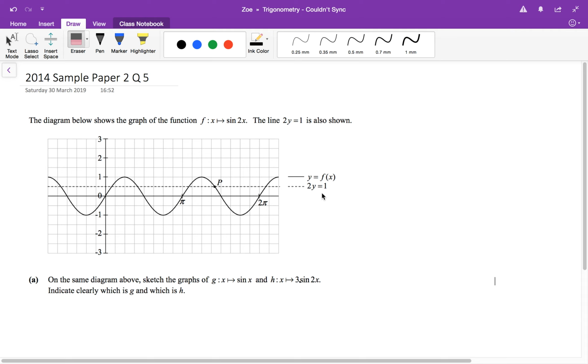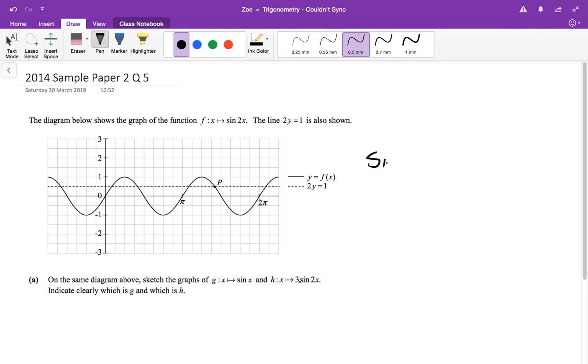So 2014 sample paper G, question 5. They've given you a sine graph here. It says the graph of sine 2x, and they're asking to plot two other sine graphs, g of x, which is sine x, and h of x, which is 3 sine 2x. And so these are called transformations of the trigonometric function.